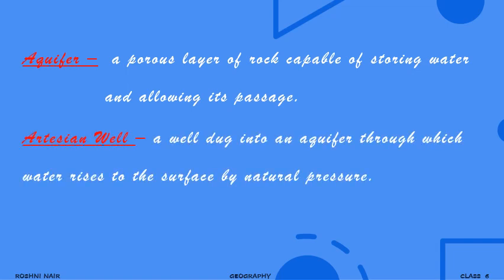Next important term which we will learn today is artesian well. Important term, and there is a drawing also to be drawn. Explanation part is also important. What is an artesian well? It is a well which is dug into an aquifer through which water rises to the surface by natural pressure. That's the important term here. That is, water rises to the surface by natural pressure.